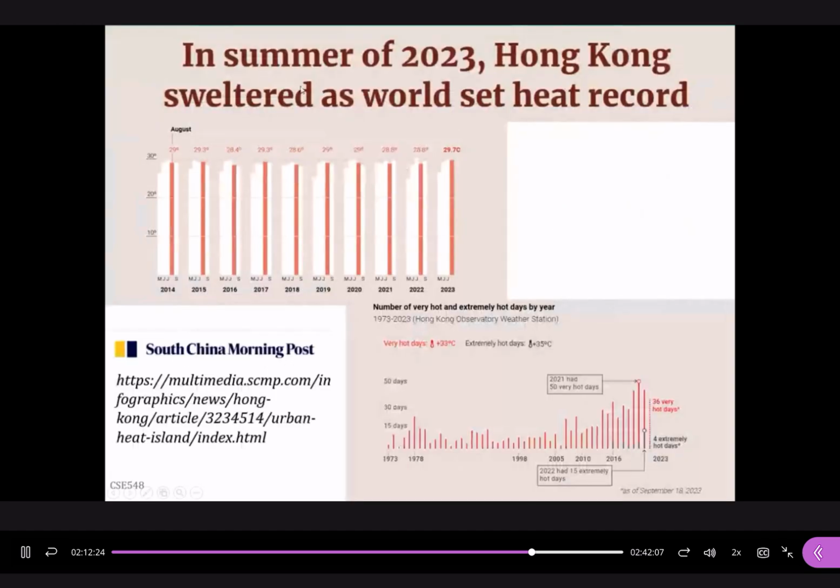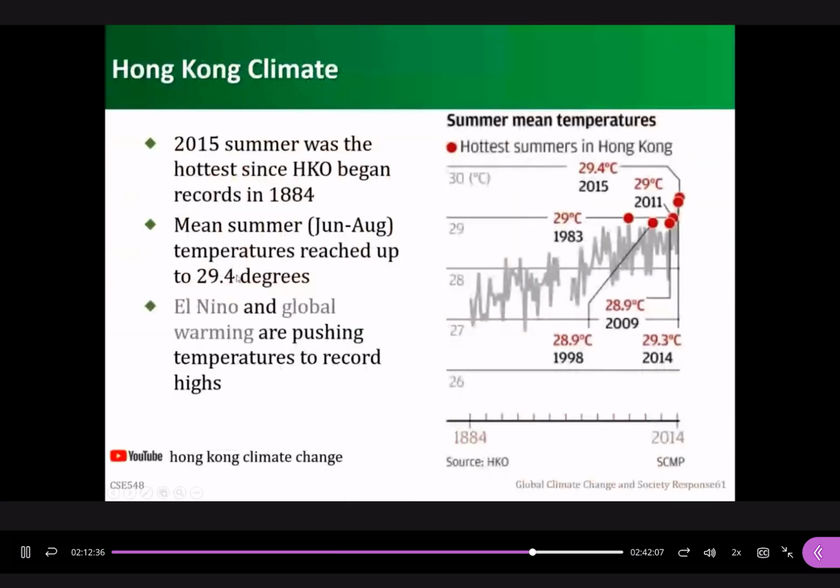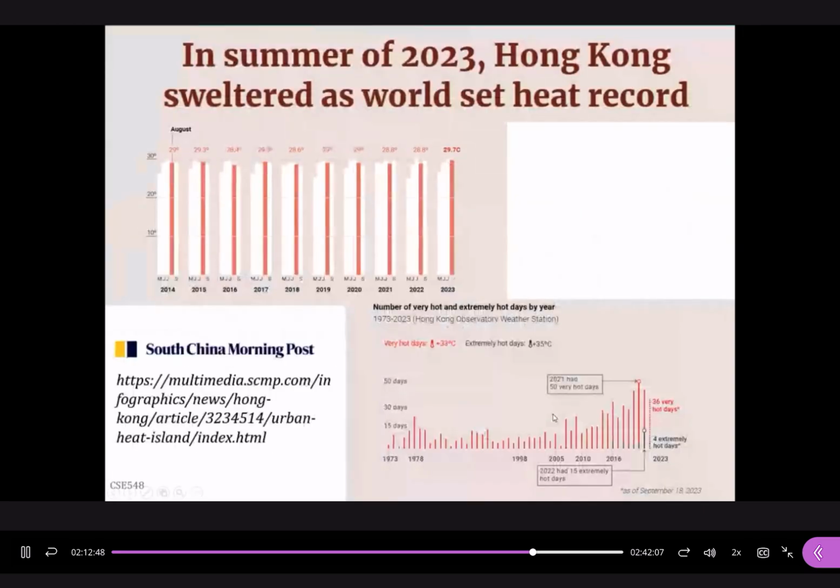Okay, that's the news about the 2023 summer. It is the hottest year. It reached the temperature of 29.7. So you can see here in 2015, the mean temperature was 29.4, but last year it is 29.7, and the lower figure is the number of days of extreme hot days. You can see 50 years ago, the number of hottest days was roughly 15 days, and it increased gradually from 2005. You can see the number of hottest days increased greatly in recent 20 years.